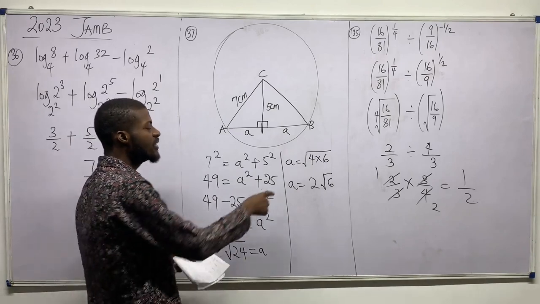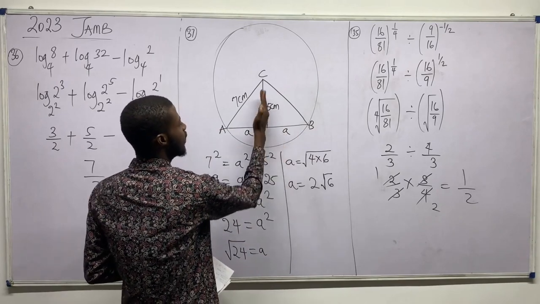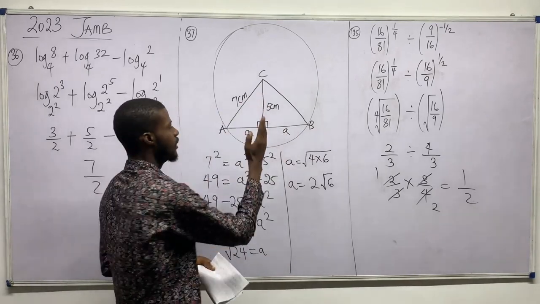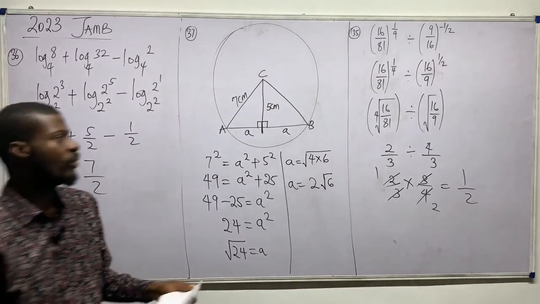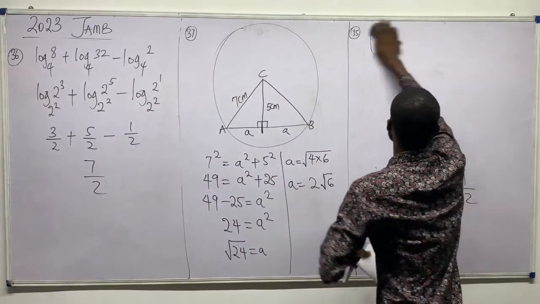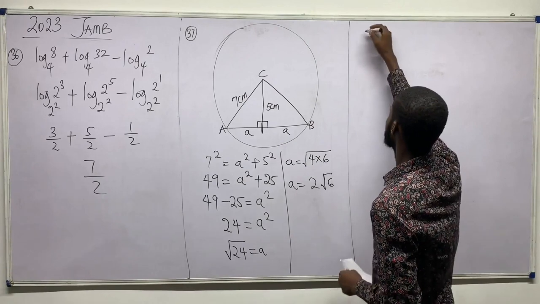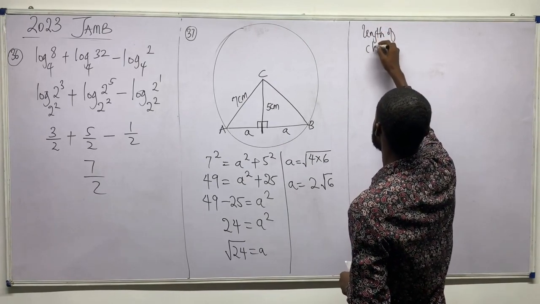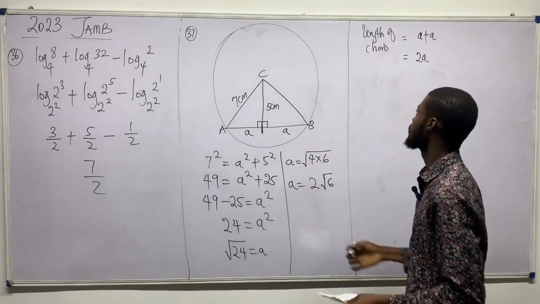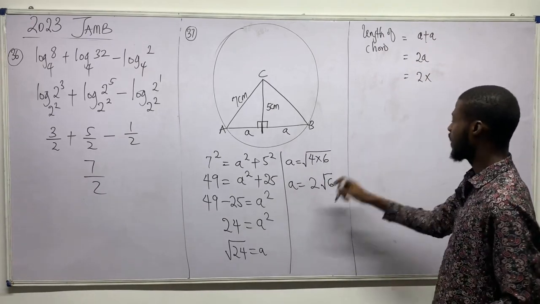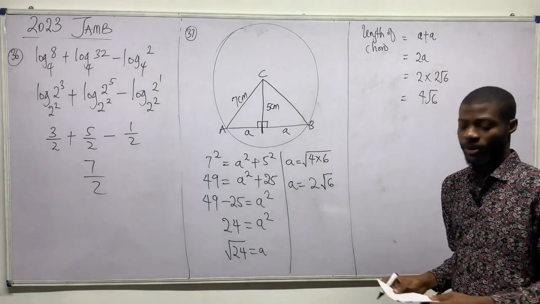But is A the full length of the chord? No. The full length of the chord is A plus A. Remember I said you divided this triangle into two equal parts, so you just solved for a single A. The full length will become when you add them together, or double the length of one side. So the length of the chord is A plus A, which is 2A. That is 2 times 2 root 6, which is 4 root 6. That will be our answer.